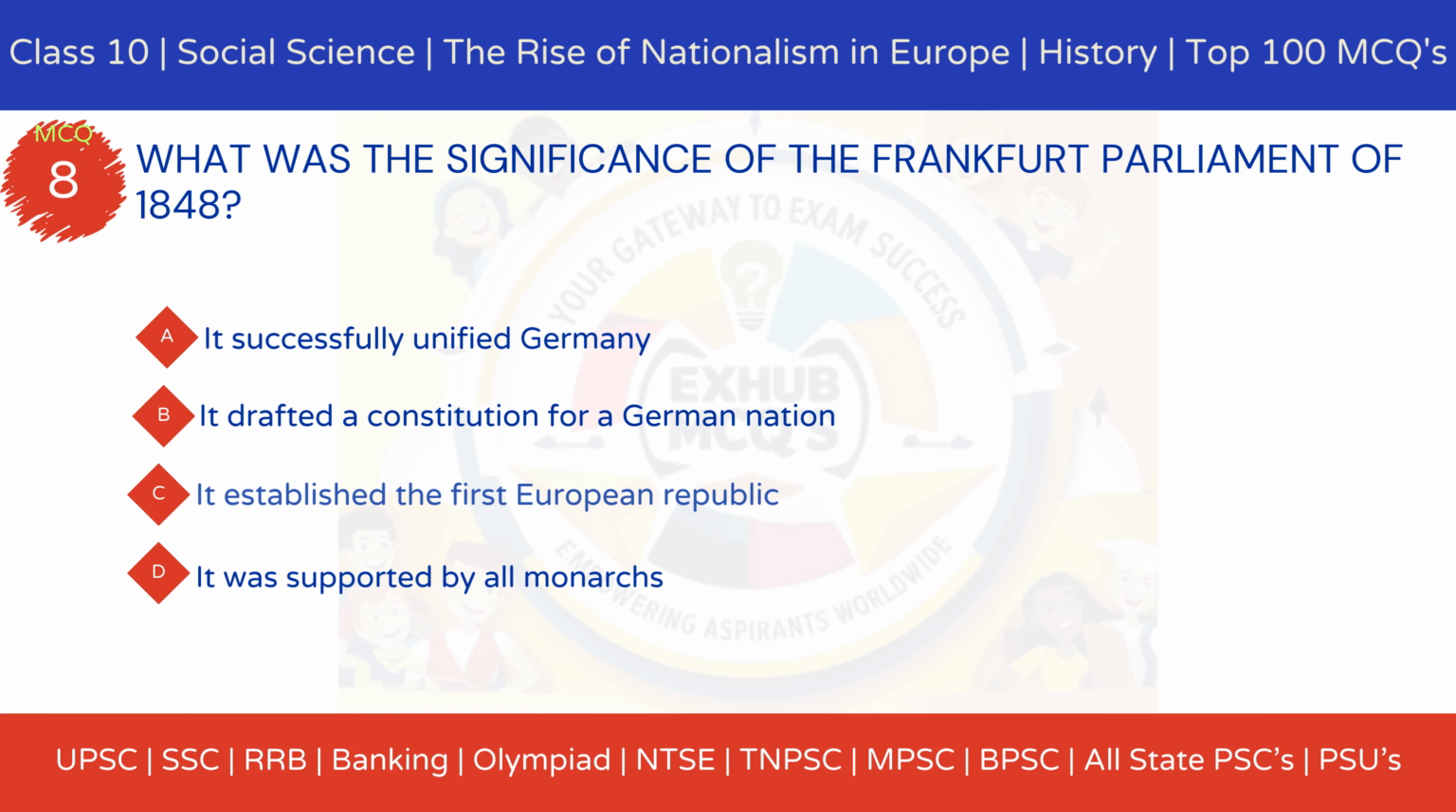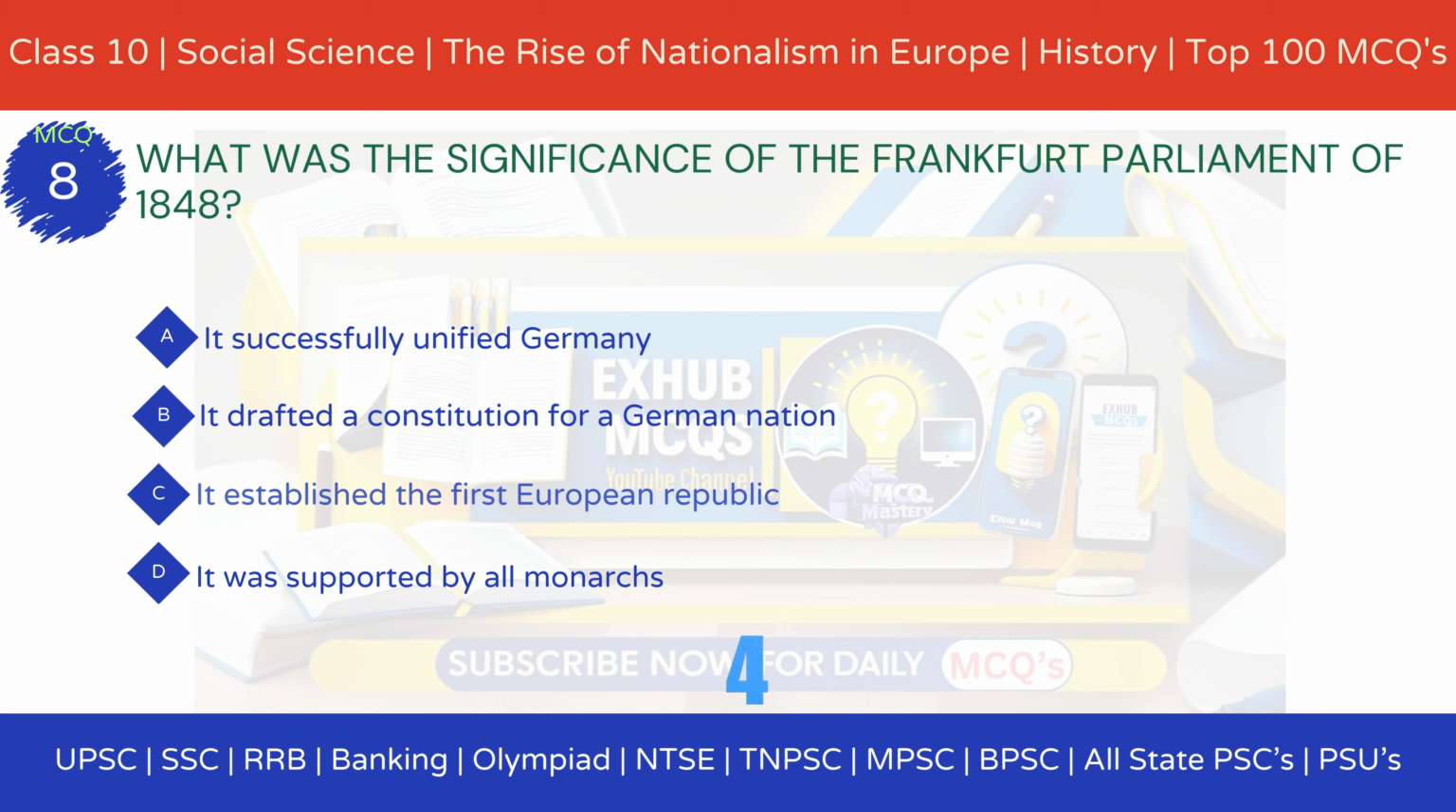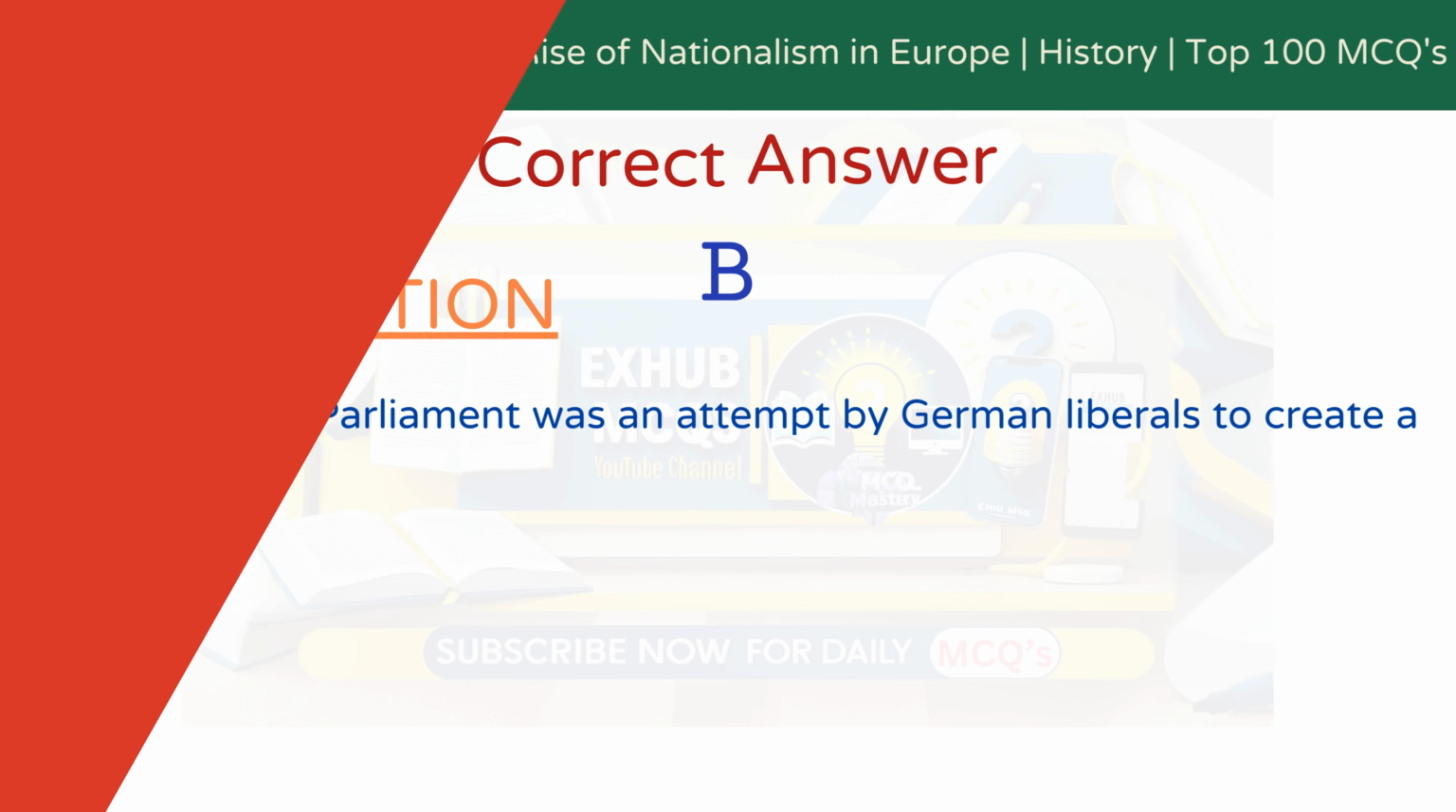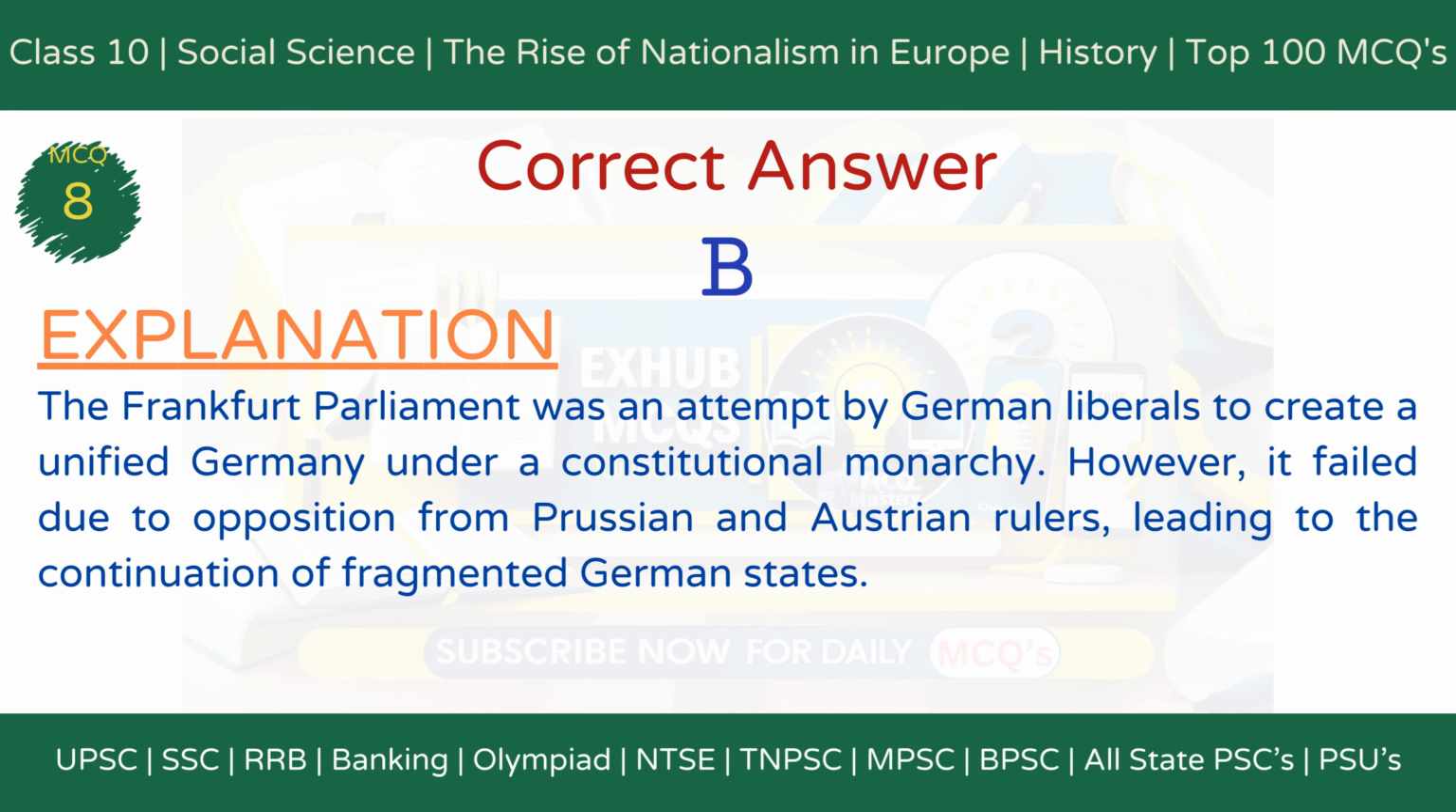MCQ 8. What was the significance of the Frankfurt Parliament of 1848? Option A. It successfully unified Germany. Option B. It drafted a constitution for a German nation. Option C. It established the first European republic. Option D. It was supported by all monarchs. The correct answer is option B. It drafted a constitution for a German nation.